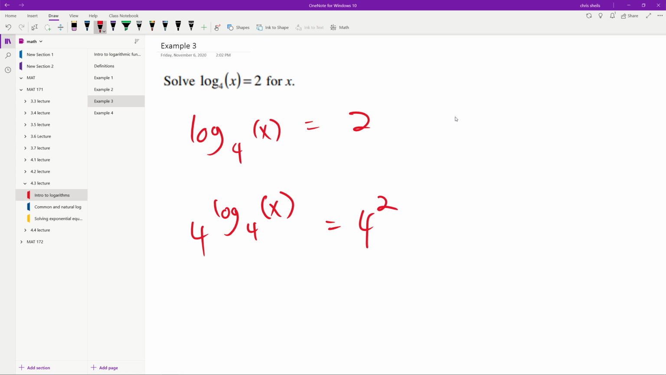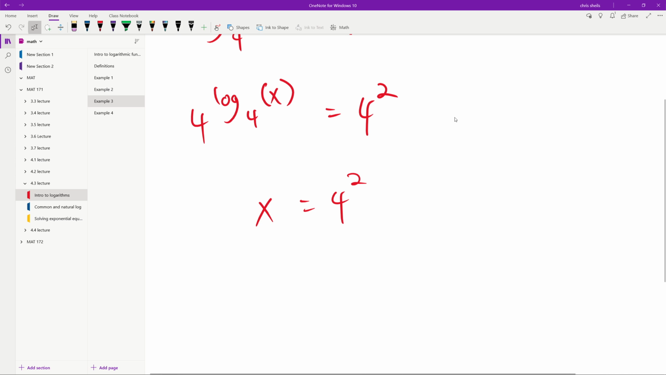So I have 4 to the power of log base 4 of x is equal to 4 to the second power. This leaves me with x on the left-hand side, and I have 4 squared on the right-hand side. 4 squared is 16, so x equals 16.